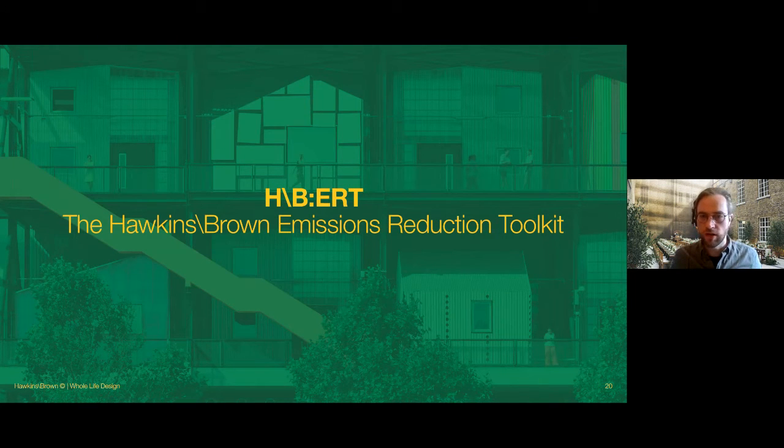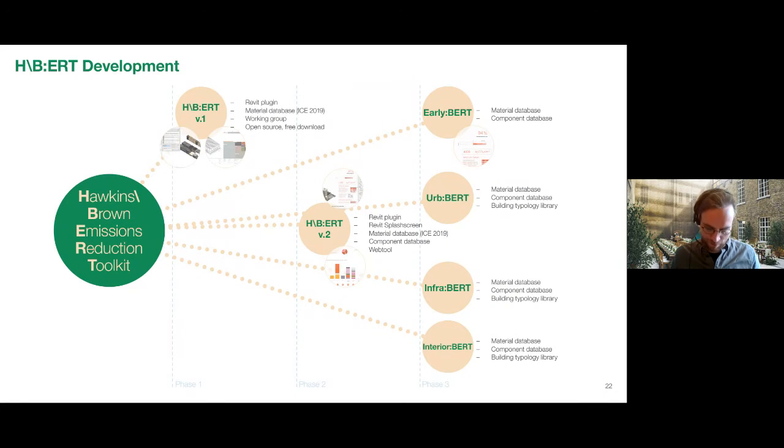So that all led to the creation of the Hawkins Brown Emissions Reduction Toolkit, which is described as either HBERT or Herbert, an ongoing controversy. What I'm mostly going to be talking about today is what we describe as Herbert version 1, which is a free open source tool. You can download it for free. You can download all the source code for free. It gives you complete access to the data, and I'll go into more detail later on.